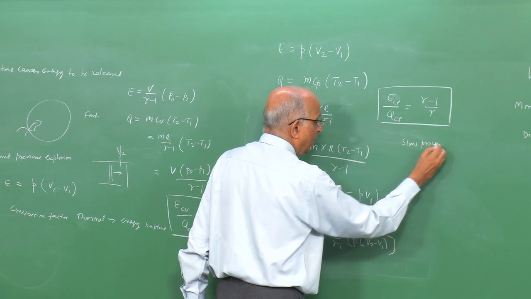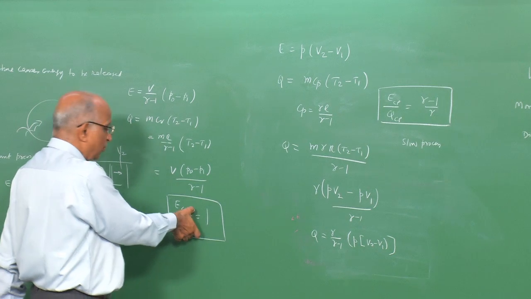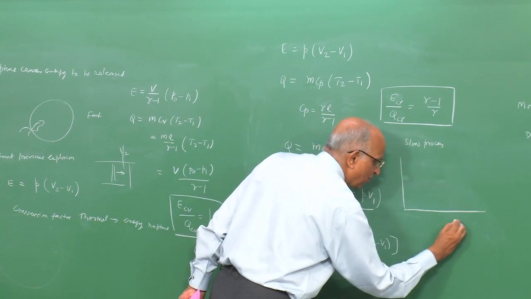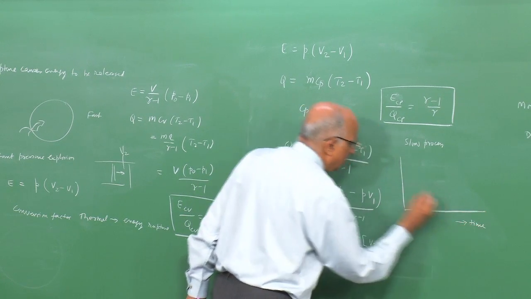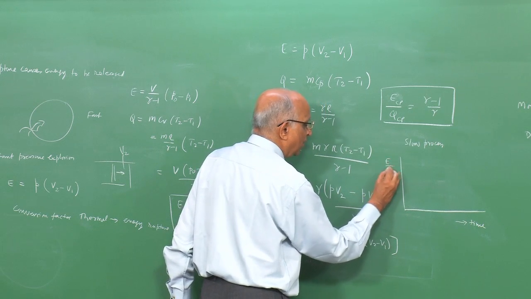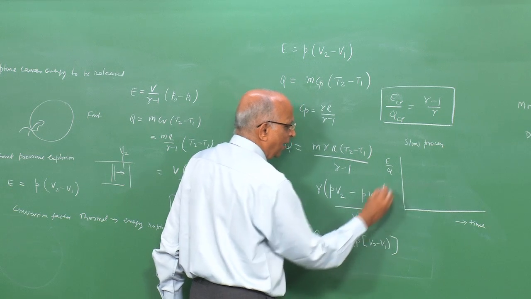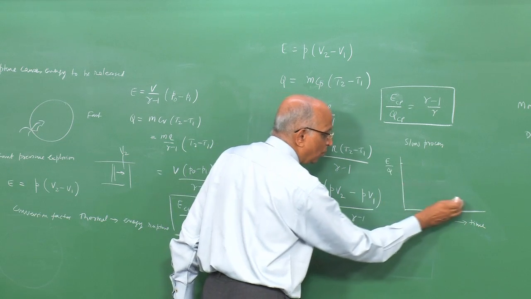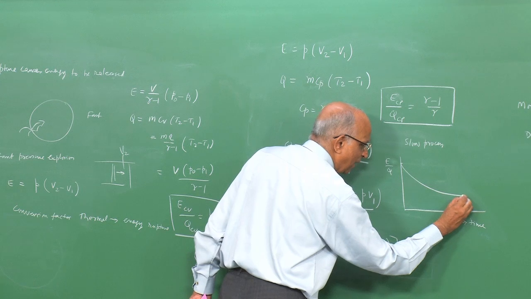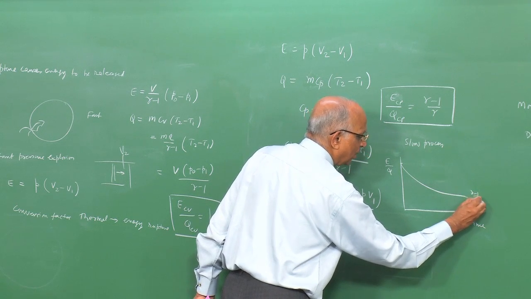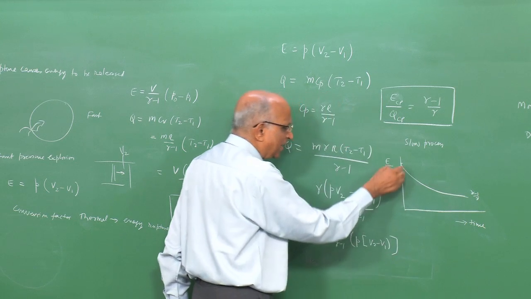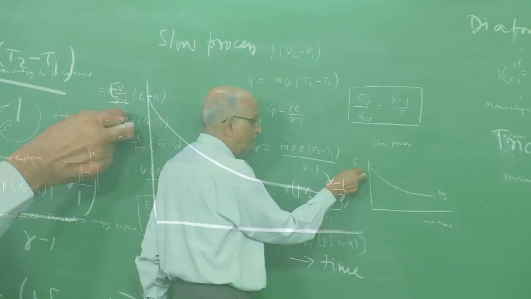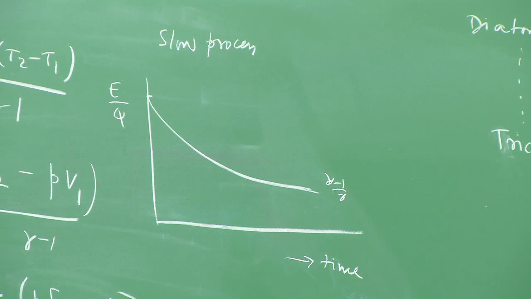Whereas, when I talk in terms of a constant volume explosion, it is a sudden process. And therefore, now I can plot as a function of time the value of, let us say, energy divided by the heat release. I say, well, for a sudden process, I have this equal to 1. And as I move towards a constant pressure process, the value I get is (gamma minus 1) divided by gamma. Therefore, the suddenness of an explosion is important to be able to convert all the thermal energy into mechanical energy.